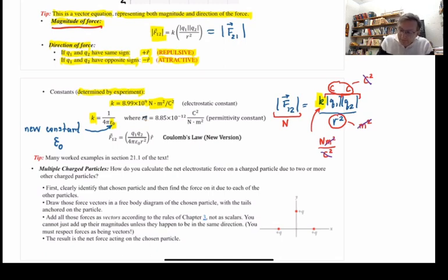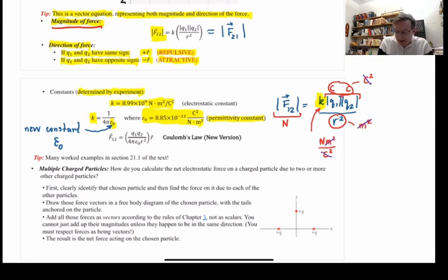Here's what you get. The value of this new constant epsilon 0 is 8.85 times 10 to the minus 12 coulomb squared over newton meter squared. And you want to know its actual name, it's called, although that name doesn't tell you much, the permittivity constant.